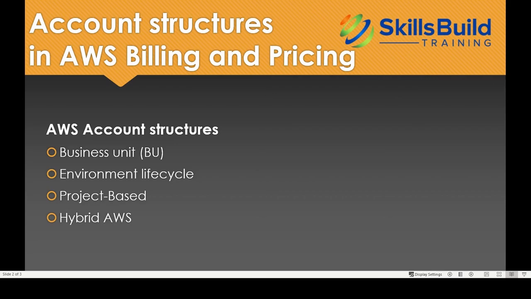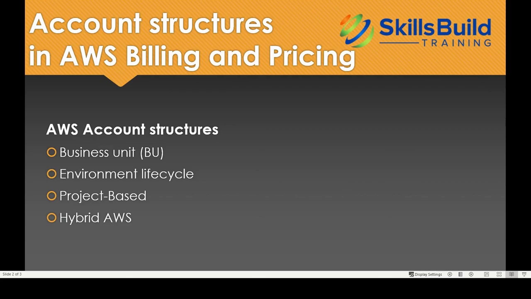Next one, we have project-based account structures. This account structure can be beneficial for customers who want to align their AWS operational and billing controls by product, application workload, or program. It offers projects or workload operational autonomy while providing the company with a consolidated bill and combined view of all AWS charges separated by projects.